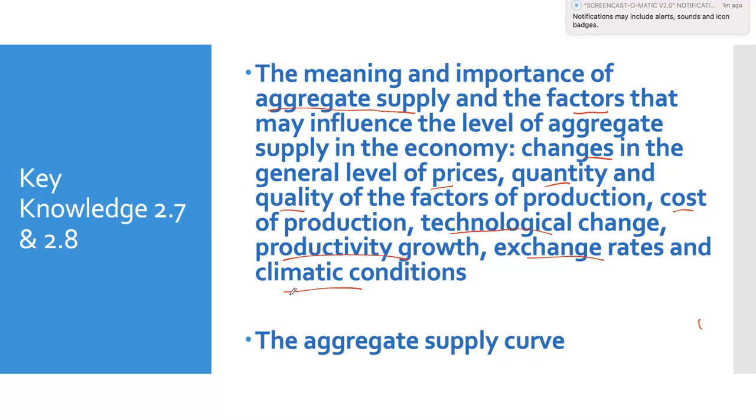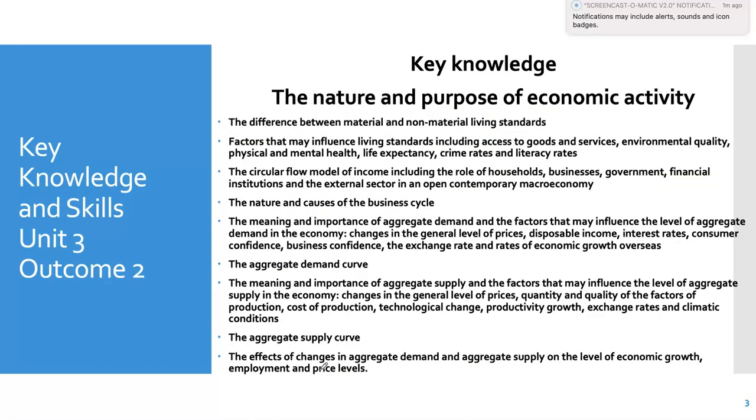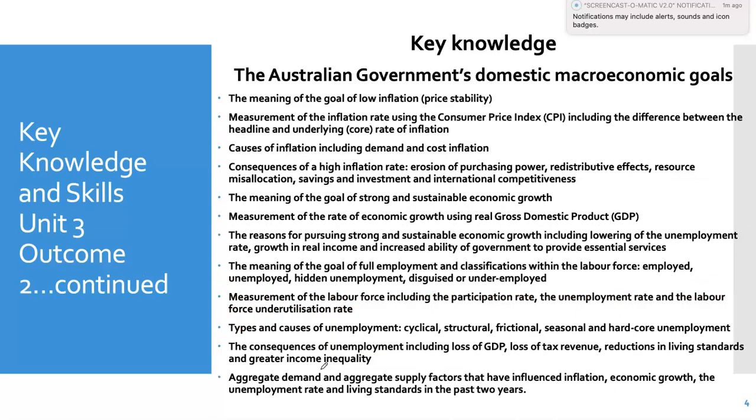So there's a number of factors that impact the aggregate supply, and we're going to introduce you to what we mean by the aggregate supply curve, which looks a little bit different to other supply and demand curves that you've seen. Now this is part, as we said, of Unit 3 Outcome 2, many key knowledge points, and we are at key knowledge point 7 and 8 here, and we know there's a number of key knowledge points in this outcome. But what is aggregate supply?